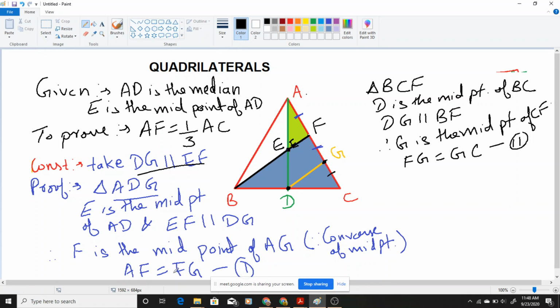फर्स्ट इक्वेशन में FG किसके इक्वल था? AF के. FG किसके इक्वल है? GC के. दैट मीन्स ये तीनों इक्वल हैं आपस में. AF इक्वल टू FG इक्वल टू GC. All three are equal from equation 1 and 2. 1 और 2 का यूज करके we can write AF equal to FG equal to GC. You can check all three are equal.